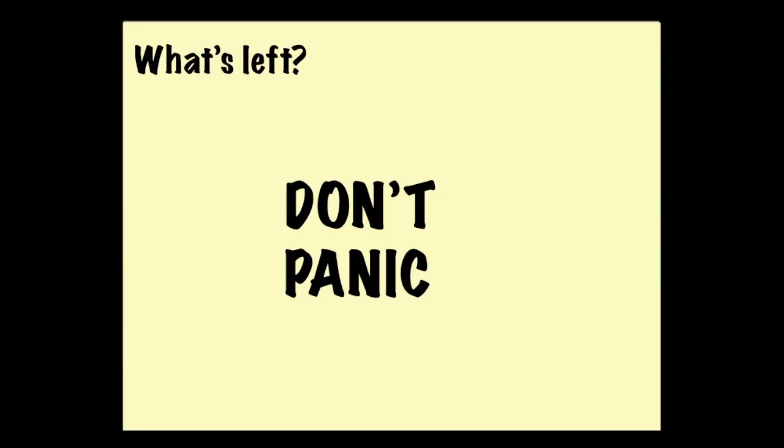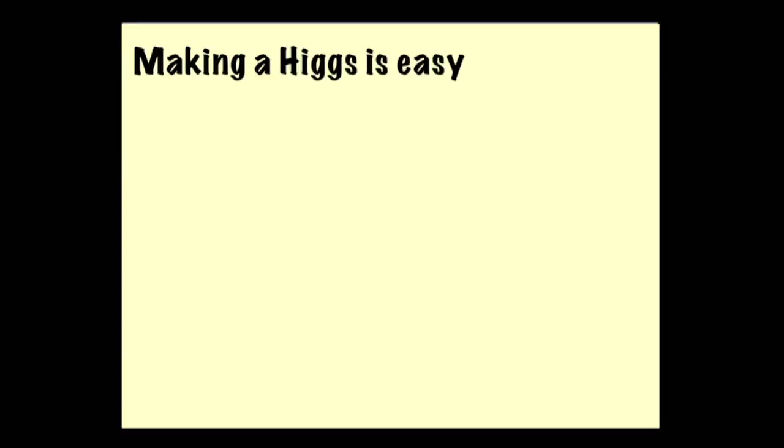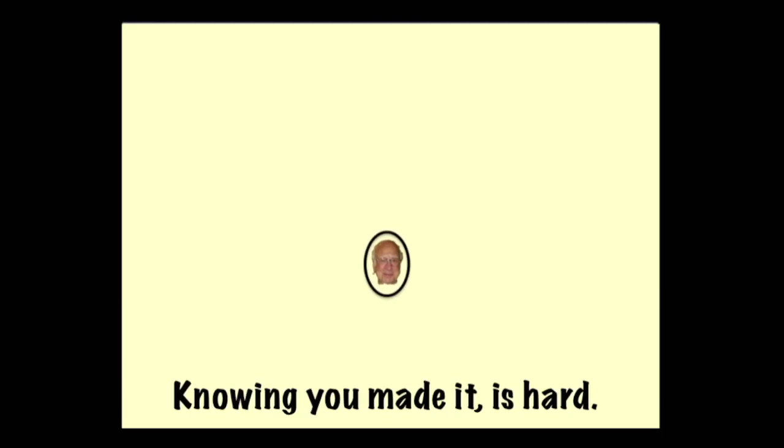The good news is that we don't have to panic, because the LHC was actually built to complete the standard model. The thing that was really driving it was finding this thing called the Higgs boson, this particle whose associated field is supposed to be giving mass to fundamental particles. Now, making a Higgs is actually pretty easy. Okay. You collide, for example, two protons. They make Z particles, and those can collide to make a Higgs.